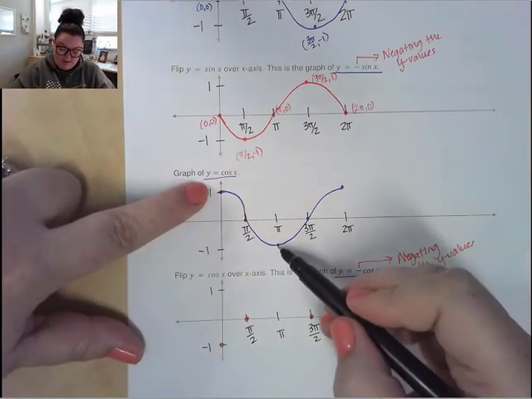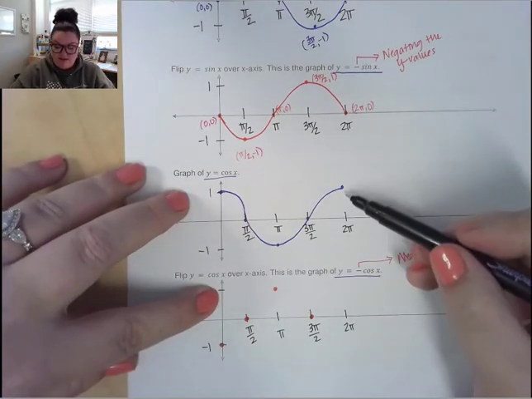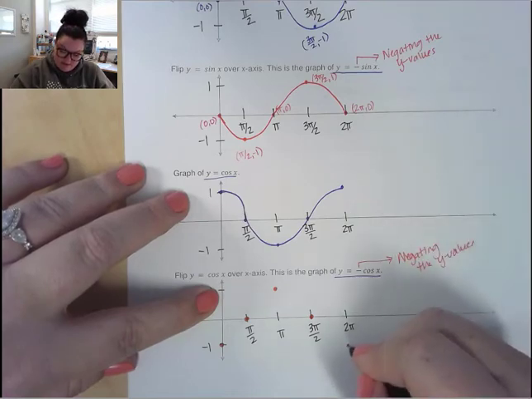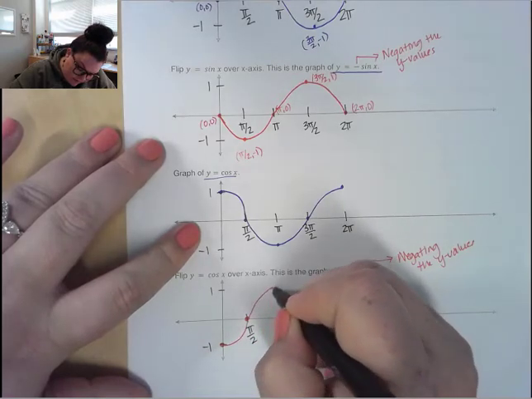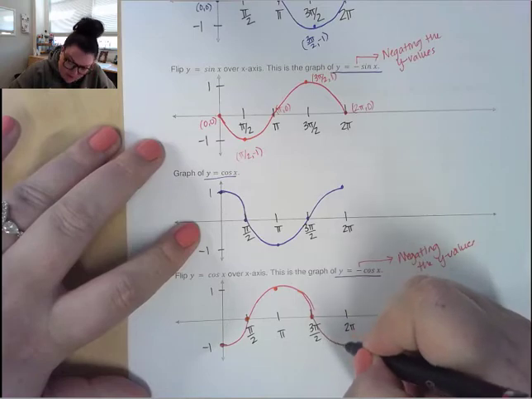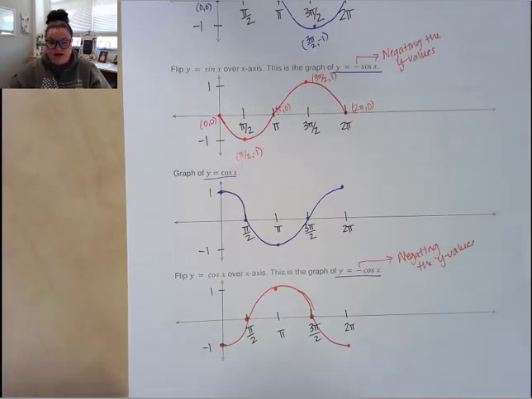The one that's down here at negative 1 is now going to be up at positive 1. And then my last one that's up at 1 is now going to be down at negative 1. Okay. So putting that negative in front of the cosine curve flips it around the x-axis. Okay. So these are good graphs.